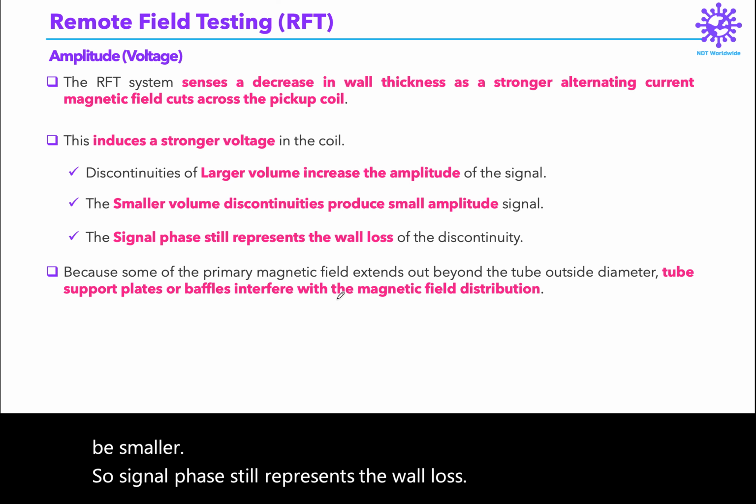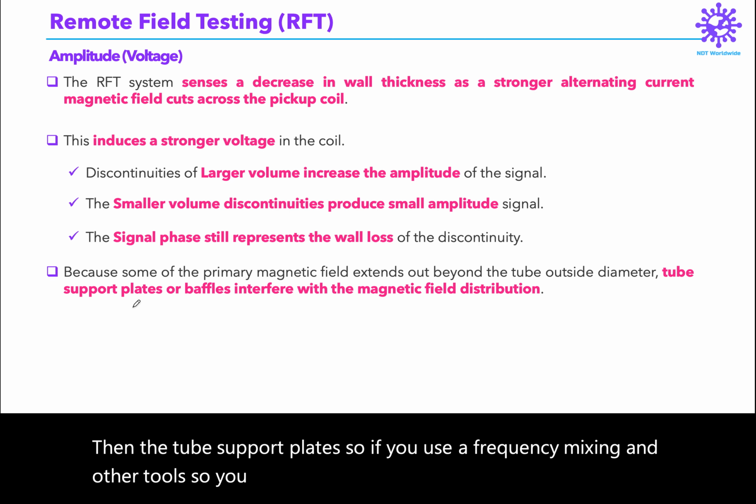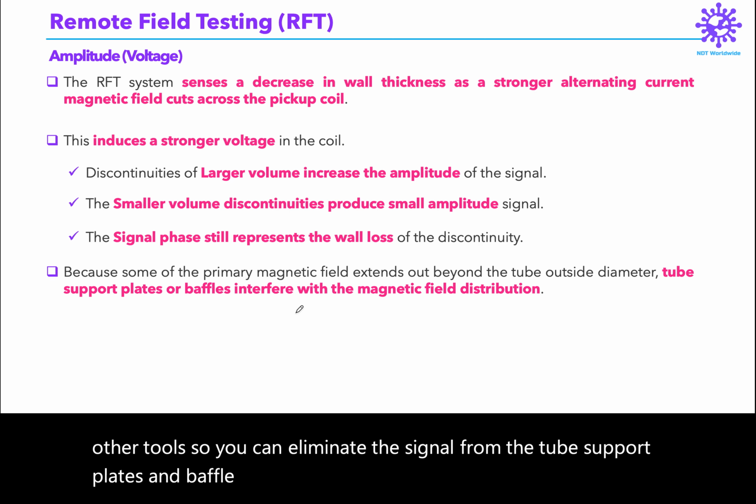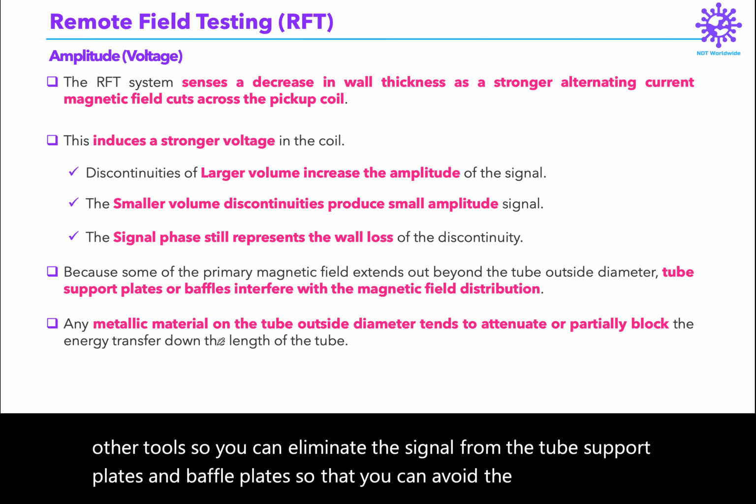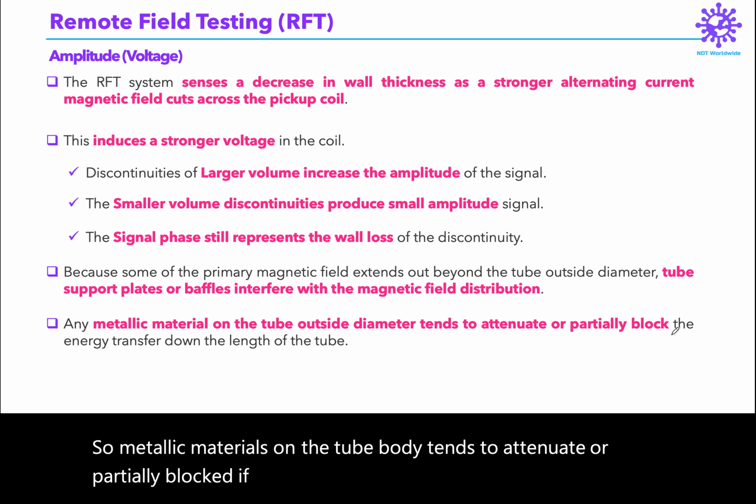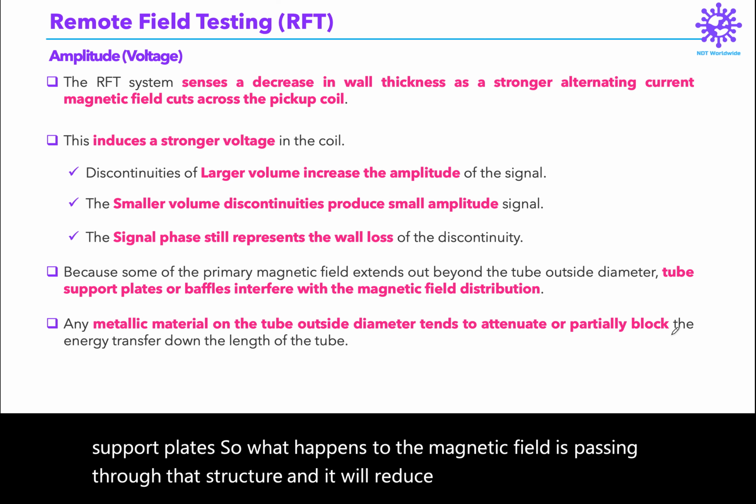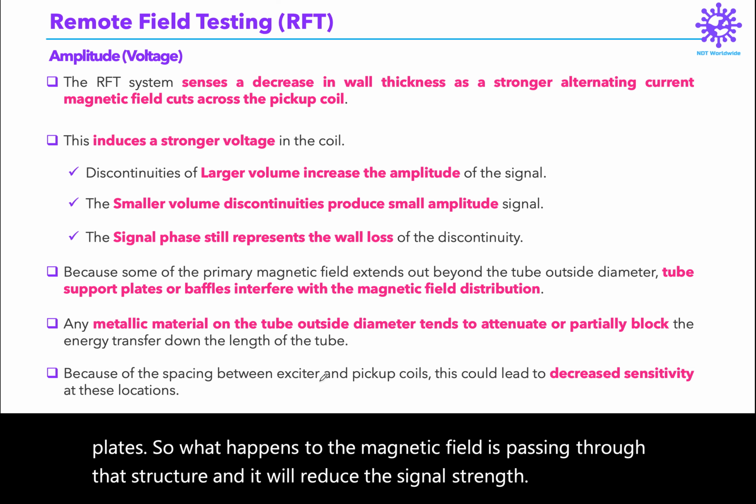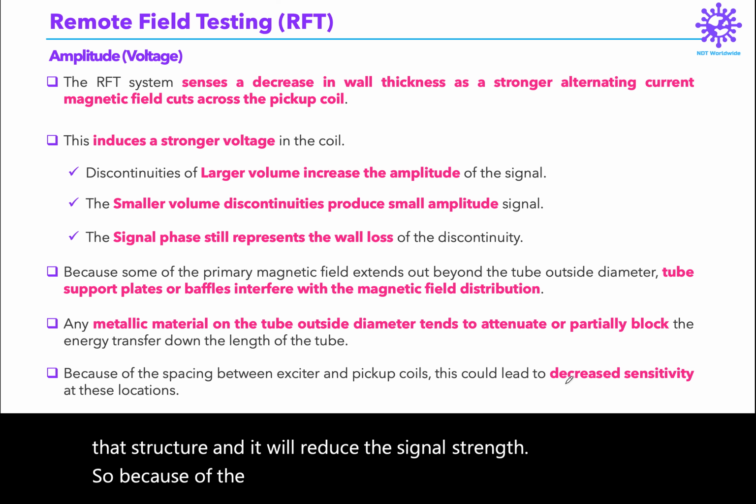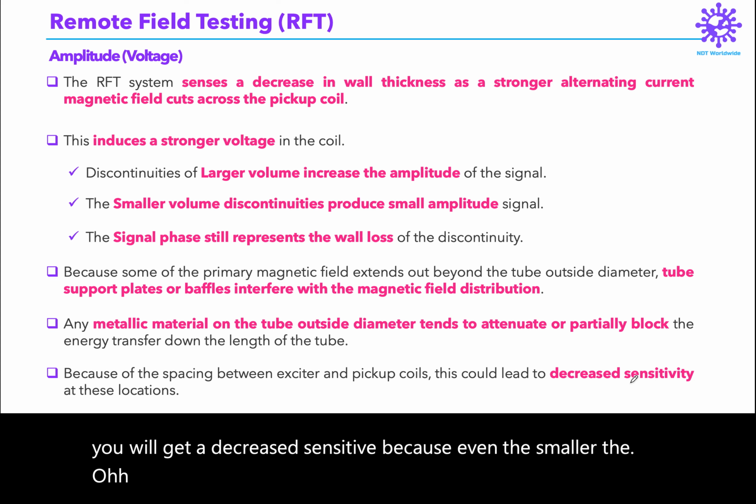Then the tube support plate. If you use frequency mixing and other tools, you can eliminate the signal from the tube support plates and baffle plates so that you can avoid the interaction. Metallic materials on the tube body tend to attenuate or partially block the signal, if you have any attachments on the tube support plates. The magnetic field is passing through that structure and it will reduce the signal strength. Because of the spacing between the exciter and pickup coils, you will get decreased sensitivity, because the smaller the flux size, the lesser the sensitivity.